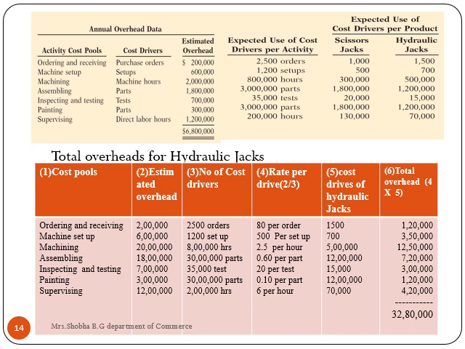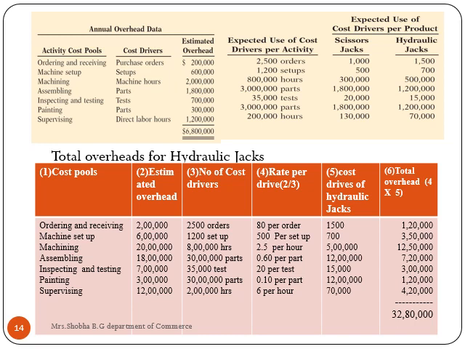After calculating the overhead for each of the cost pools or the activities, when we total at the end, that is 32 lakh 80,000 is a total overhead for the second product, that is the hydraulic jacks. So this is how we are going to calculate the total indirect expenses according to activity based costing.